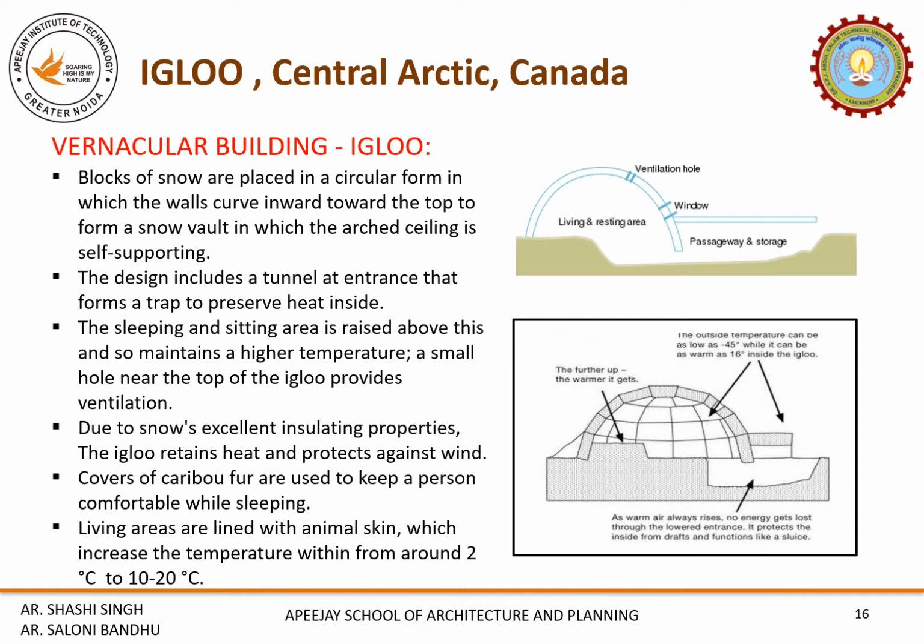Due to snow's excellent insulating property, the igloo retains heat and protects against wind. Covers of carnivore fur are used inside to keep the person comfortable while sleeping. The living area is lined with animal skin, which increases the temperature within from 2 degrees to 10 to 20 degrees centigrade.